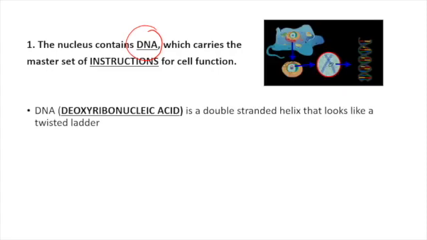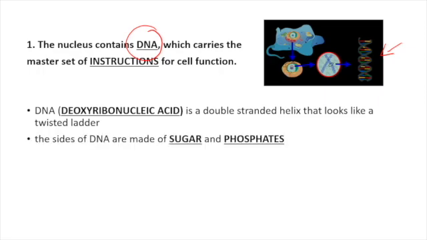There's our DNA again, right there. DNA, short for deoxyribonucleic acid, is a double-stranded helix that basically looks like you took a ladder and you twisted it. The sides of DNA are made of sugar and phosphates. So when we say we take a ladder, we're talking like a ladder. And the sugar and phosphates are on the sides.